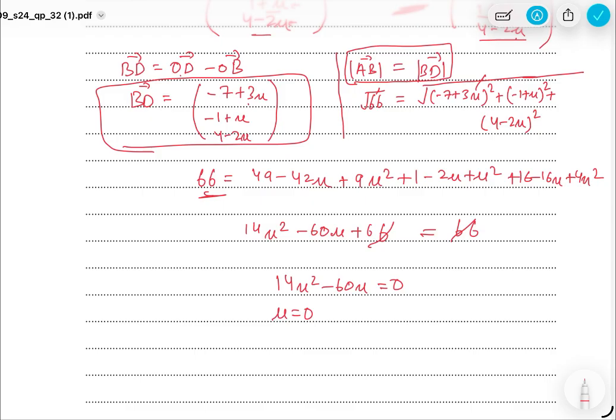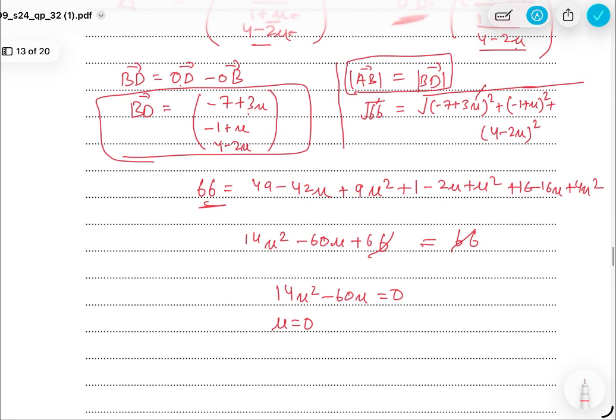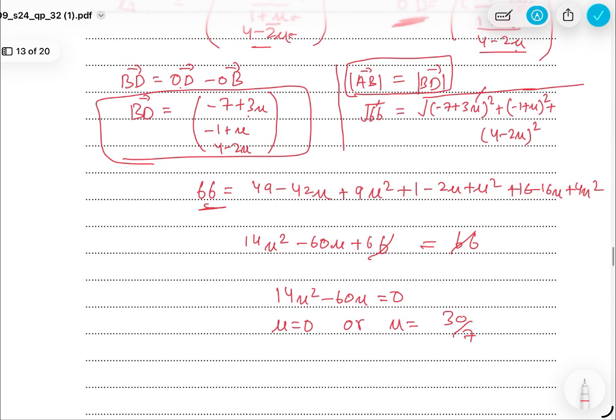So mu equals 0 or mu equals 30 by 7, these two values we get. How, sir? Just factorize it, beta. Mu times (14 mu minus 30) equals 0. So first is mu equals 0. Then by putting the other factor equal to 0, we will get 30 by 7.